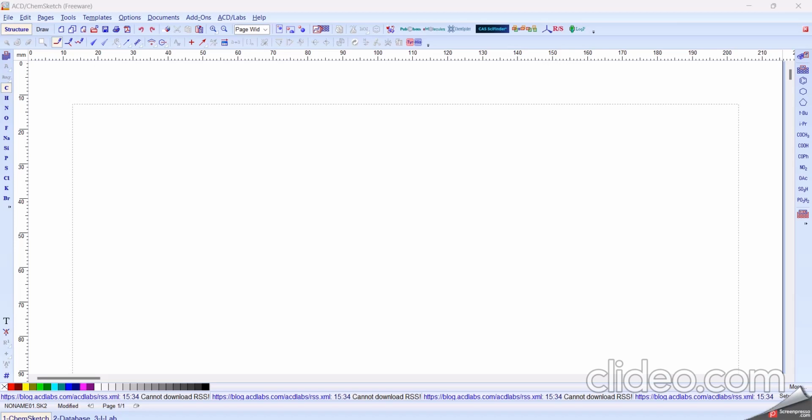Today we will discuss ChemSketch. It is a molecular modeling program used to draw and modify chemical structures. Let's take aspirin as our structure.